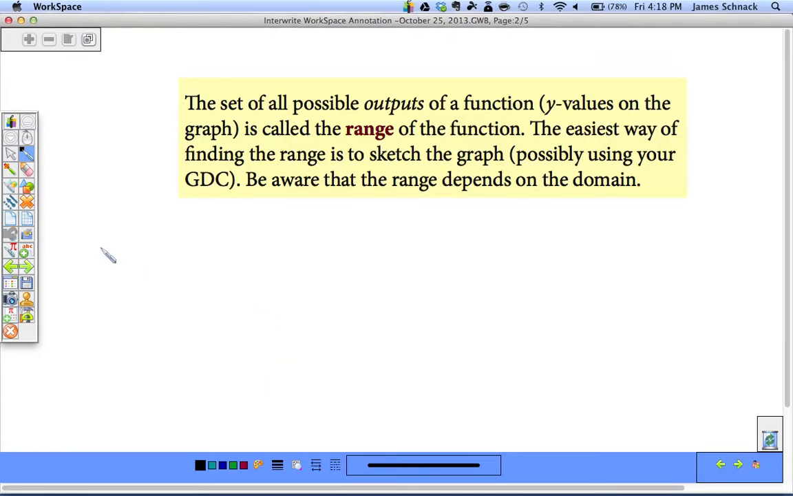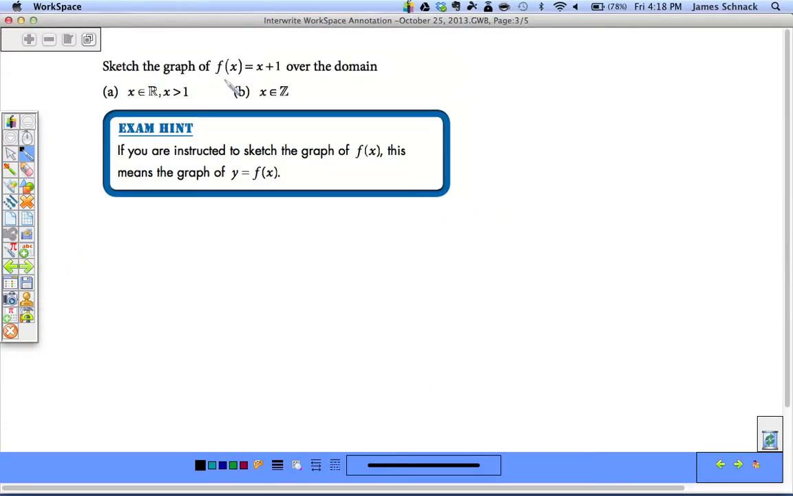The set of possible outputs is called the range. We're talking y values on a graph. The easiest way to read this is by looking at a graph. Our range will depend on the domain, so please be conscious of that. So here we go, some examples.